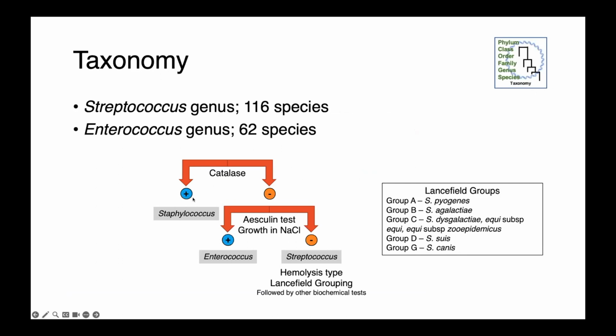Like I mentioned earlier, we can differentiate both of these genera from Staphylococcus using the catalase test, where our staph is catalase positive and our streps and enterococci are catalase negative. We can then differentiate streps from enterococcus using either the esculin test or their ability to grow in high concentrations of sodium chloride. Enterococci is halophilic and will easily grow. Our streps can then be further differentiated by hemolysis type, as I mentioned, or Lancefield grouping followed by other biochemical tests. You may have heard of group A strep in the media. This is the Lancefield group of strep pyogenes, a very common and important human pathogen.